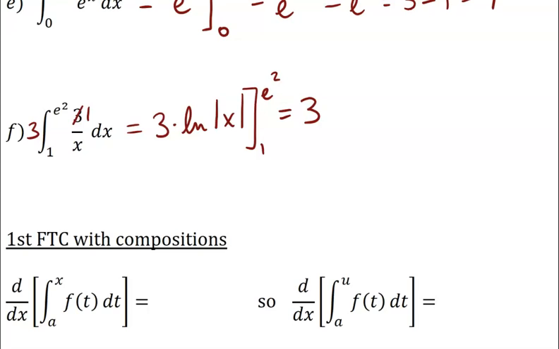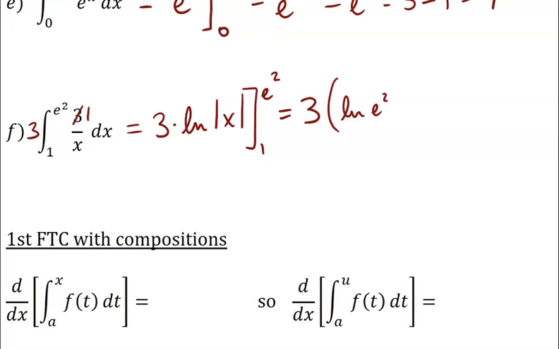So we have 3, and again, I'm going to just factor that 3 to the front. And then I'll multiply by 3 at the end. But if you want to do 3 times natural log of this minus 3 times natural log of this, that's fine. Okay, so we have natural log of e squared.